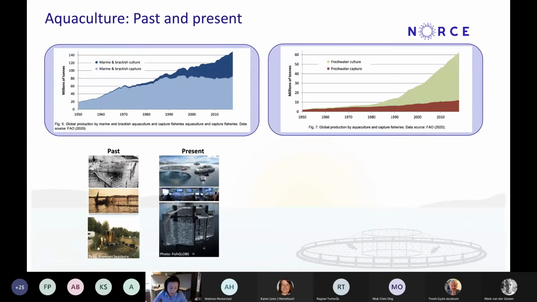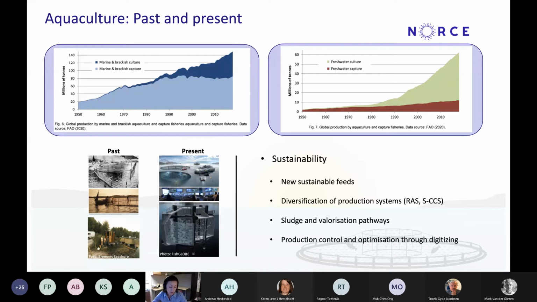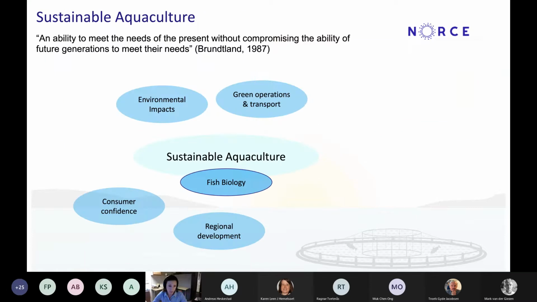So how? By addressing new sustainable feeds, making them accessible and affordable, diversification of production systems, sludge and valorization pathways, and optimization of the production through digitalization. So what are the different aspects of sustainable aquaculture? Here is a nice definition from Brundtland 1987 that says that sustainable aquaculture is an ability to meet the needs of the present without compromising the ability of future generations to meet their needs.